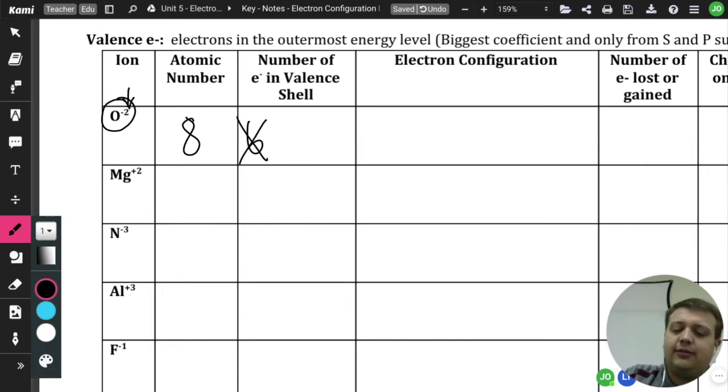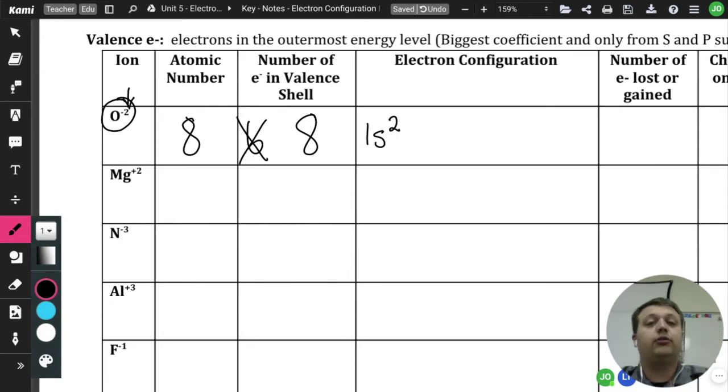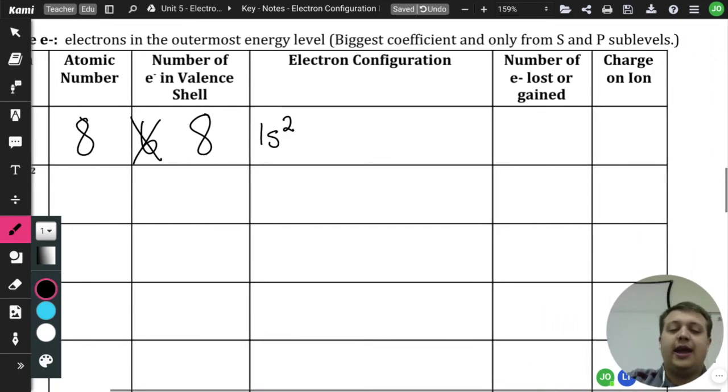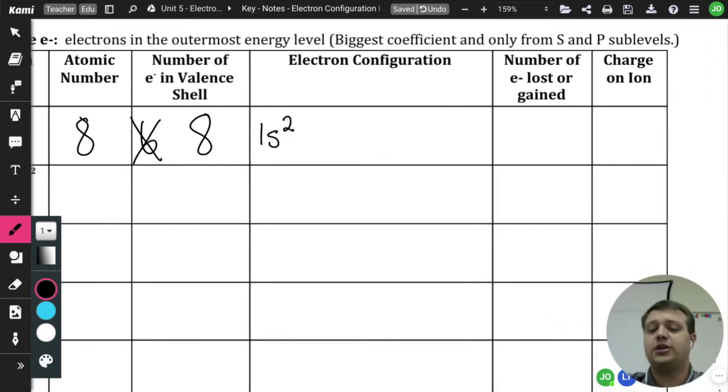So instead of being 6, we're actually going to have 8 valence electrons. Okay, well, now I need to do my electron configuration. So if I take the periodic table, I'm going to start in the top left corner at hydrogen, and I'm going to count across. So 1s, I'm going to go through 2 things, 2. Then I'm going to move on to the next energy level, right? Because I finished out the first.